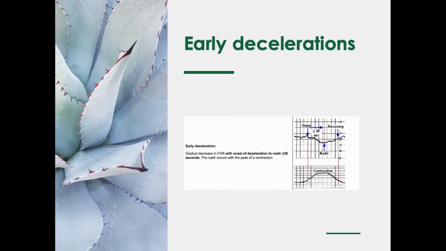Okay, so to reiterate, an early deceleration, we haven't gone over that definition. You guys can read it for me. Good. Okay, everybody should read that aloud. Read it over and over. One of the ways we learn and remember is through repetition. An early deceleration is a gradual decrease in fetal heart rate with the onset of the deceleration to nadir over 30 seconds. The nadir occurs with the peak of the contraction. And these, I think everybody has a really easy time seeing. They look like a flipped contraction.